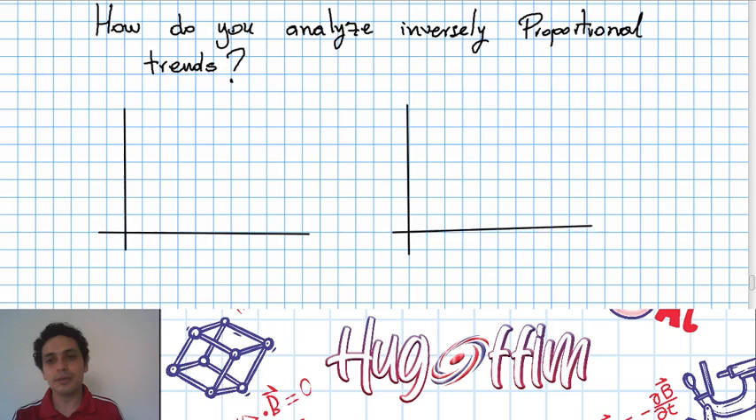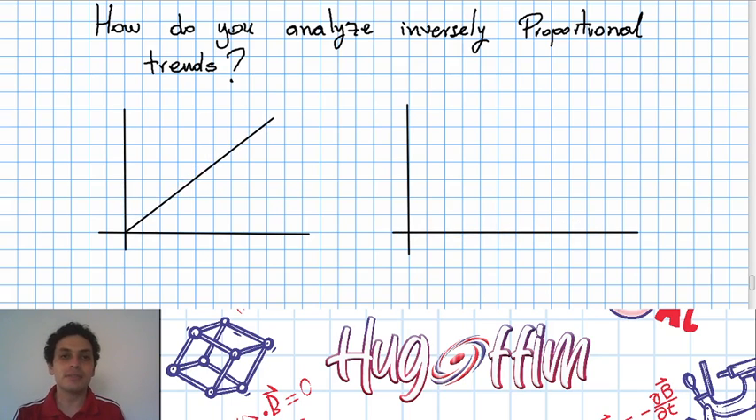If you graph the directly proportional trend, you're going to have a linear function whose intercept is at the origin. If you graph an inversely proportional trend, you're going to have a reciprocal form that is not going to have any intercept. So this is the difference in the graph.